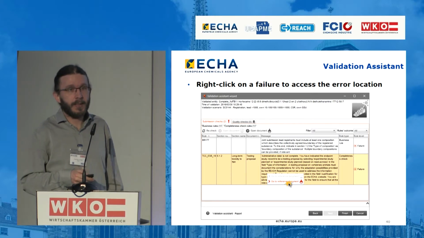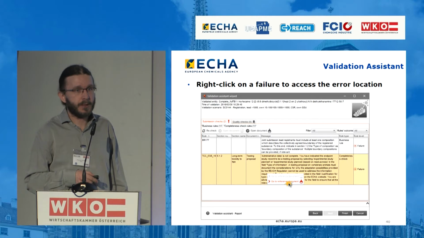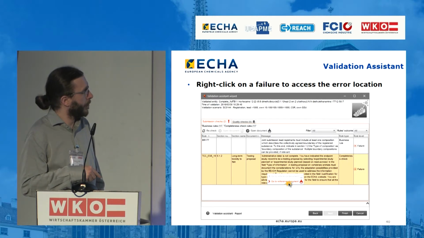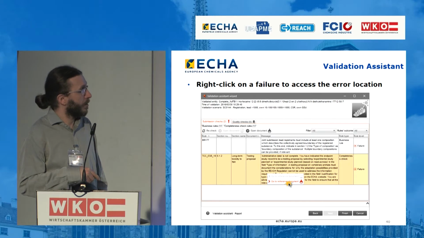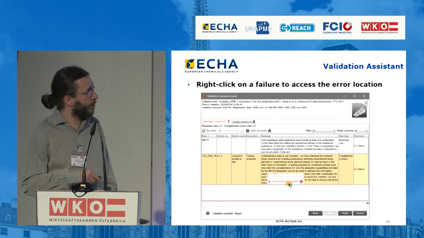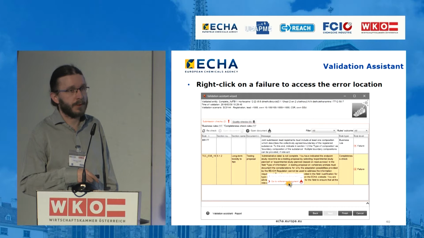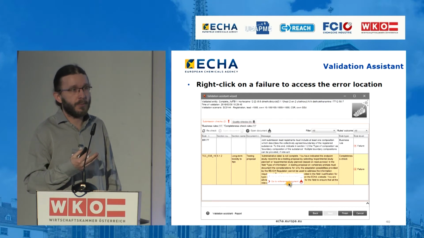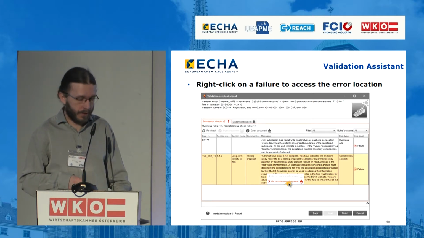In order to facilitate also the correction of the information, if an error is detected in one specific document, you can right-click on the document and go to the reference document. It will open directly the document where the information should have been provided, and by reading the message, you will be able to add the data in the correct fields.